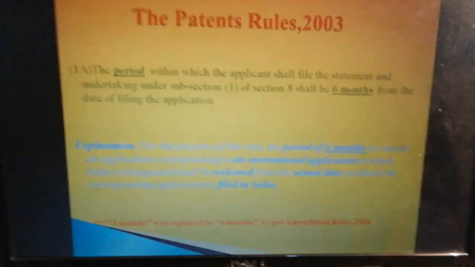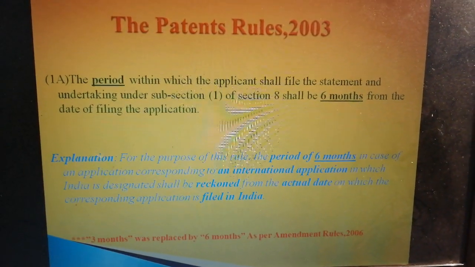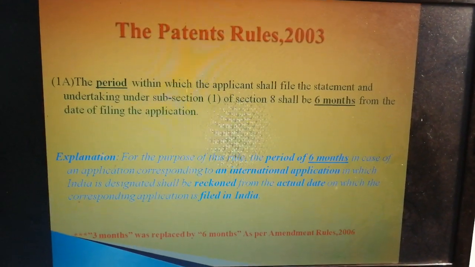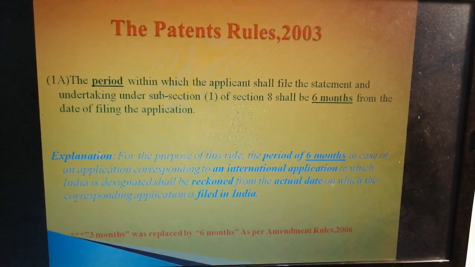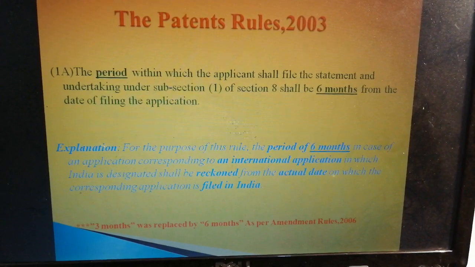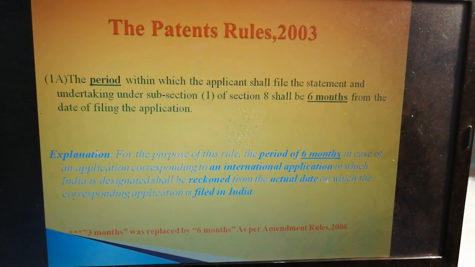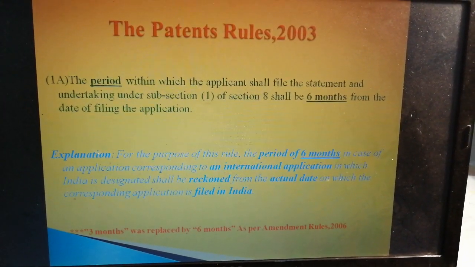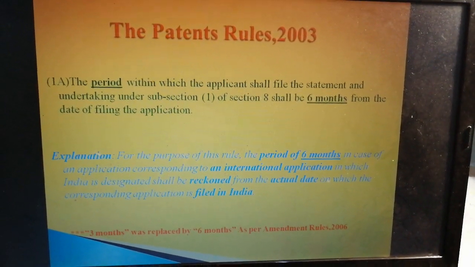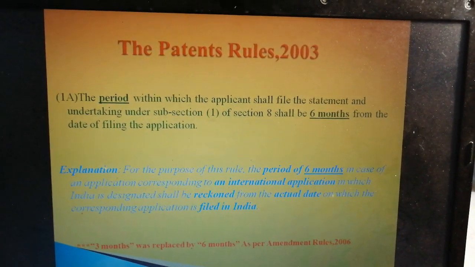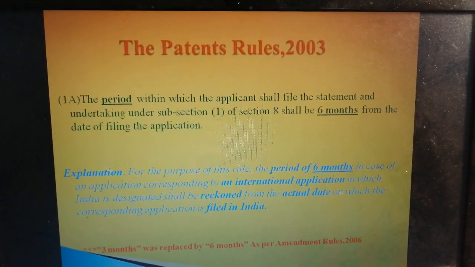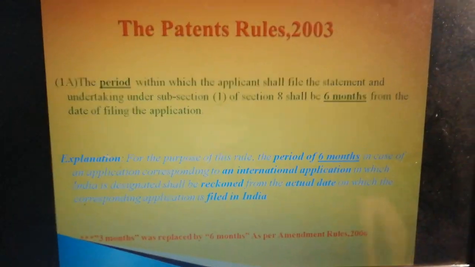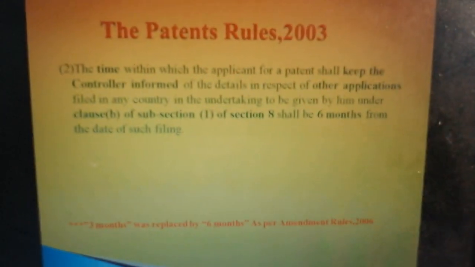I think this is quite clear, because the explanation mentions that a period of 6 months is needed in case of an international application where India is a designated country, and this should be calculated from the actual date when the corresponding application is filed in India. Fine. Next one is sub rule 2.